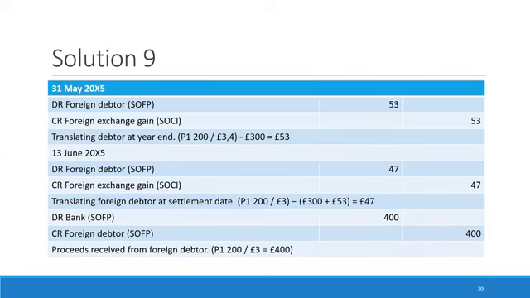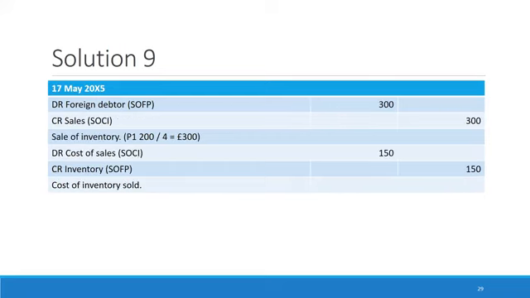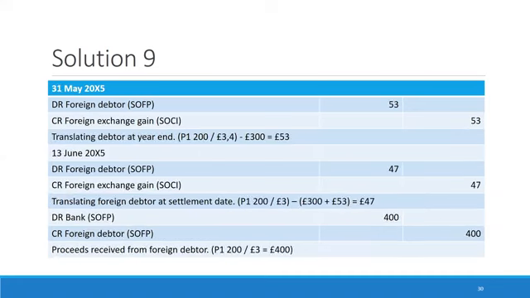So foreign debtor needs to be updated. And we found that if we were to receive money from the debtor at year end, they would in fact pay us £353, but we only recorded them at £300. So we need to account for this additional £53 that they would have to pay us. So we debit our foreign debtor because they would have to pay us more by £53, and we credit our foreign exchange gain, that's an income in our statement of profit or loss, by £53.